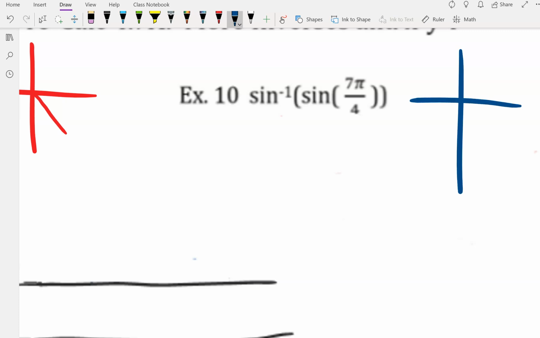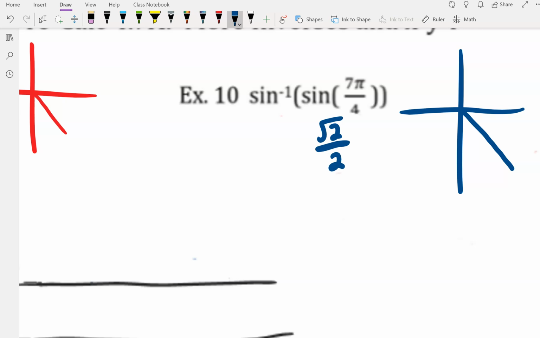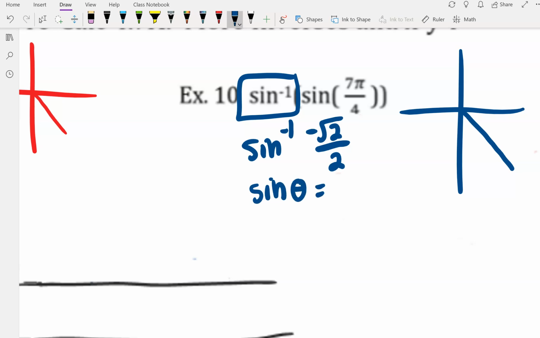We have 7 pi over 4, which is in this quadrant here. Sine of 7 pi over 4 is going to be root 2 over 2, but since it's in the fourth quadrant, it's going to be negative. And now we need to take the inverse of that, which is just going to be sine of some angle theta equals negative root 2 over 2.